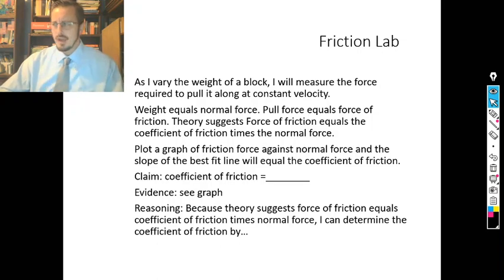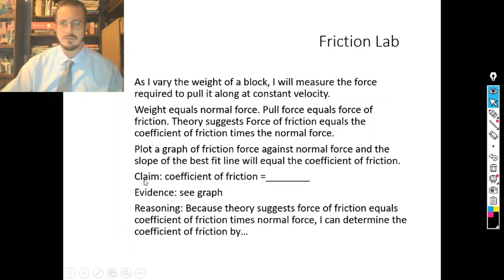Friction is somewhat poorly understood, but the equation that sort of governs friction is that the frictional force is equal to this coefficient of friction, some number that sort of describes how slippery or slick the surfaces are, times the normal force. Let's see that.